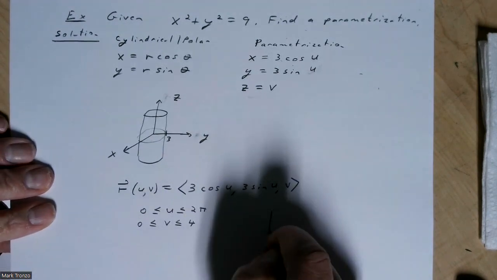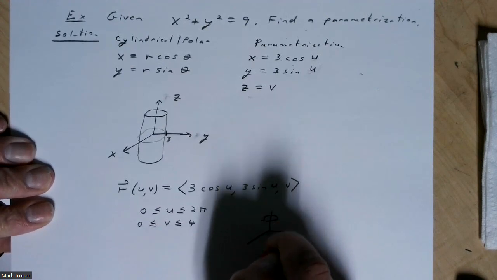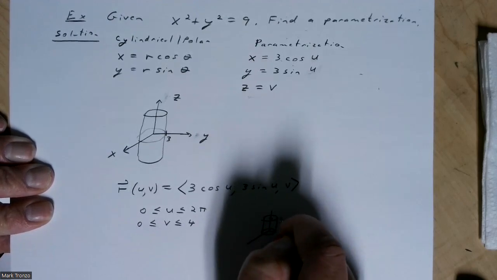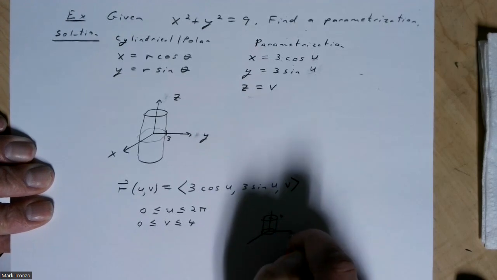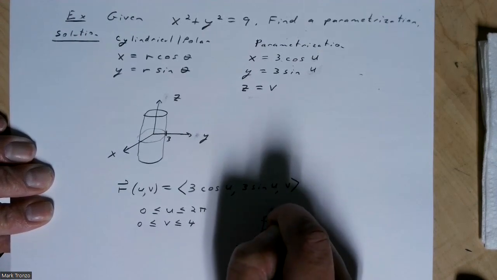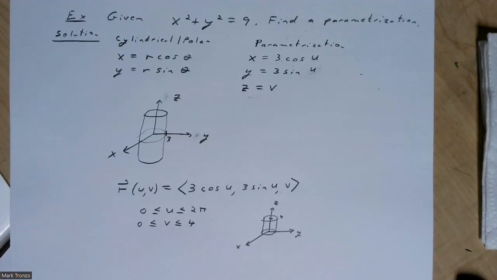So if we did this, then we would have a cylinder that would start down here and end at z equal 4, something like that. And now if it was opening up along, say, the x-axis or the y-axis, you would follow the same pattern.